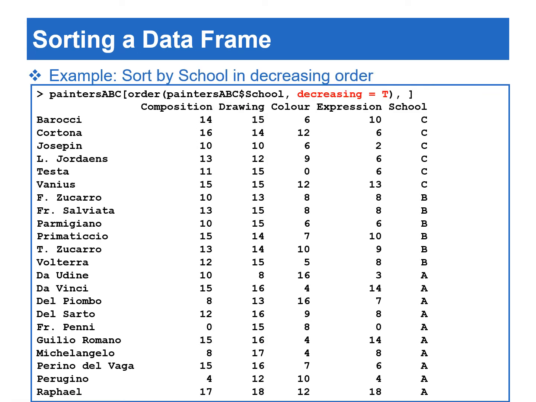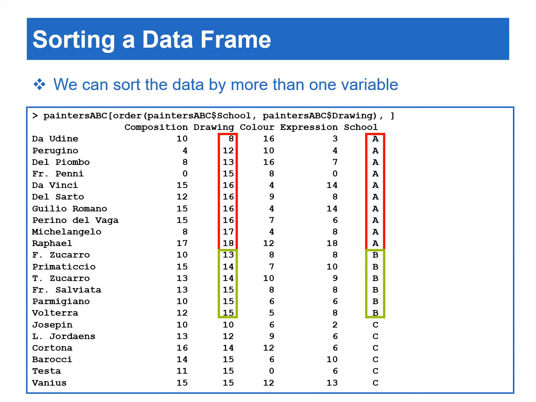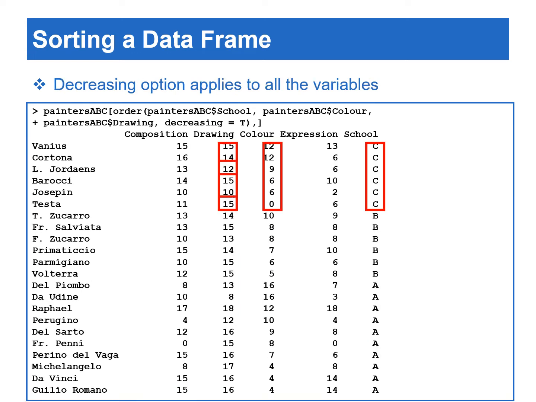The order function also has the decreasing option, which can be used to order one or more variables in descending order. This example shows how to order the school variable in descending order. This example sorts school in ascending order, and within each level of the school variable, the data is sorted by the drawing variable in ascending order. If we use the decreasing option, it will apply to all the variables being sorted. This example sorts the school and color variables in descending order.